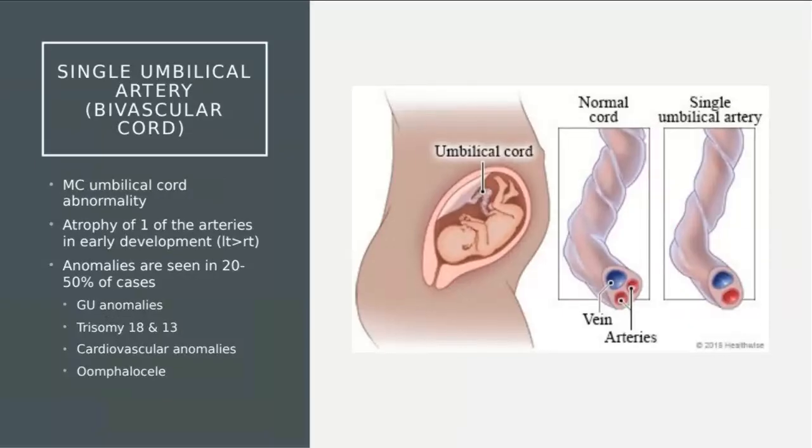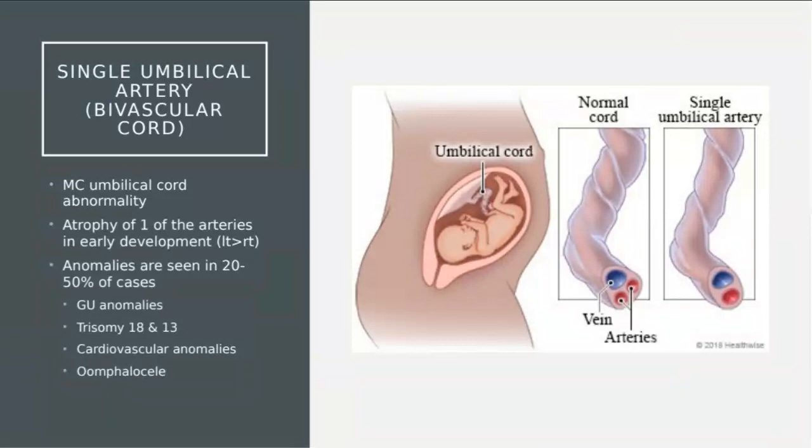Next, we have single umbilical artery. This is also known as a bivascular cord. This is the most common umbilical cord abnormality, and it is going to be associated with a high risk of anomalies. So a lot of genitourinary anomalies, trisomy 18 and 13, which we'll learn about, cardiovascular anomalies as well, because we don't have the normal arterial and vascular setup like we do with a normal baby, and then omphalocele. So that is going to be a sort of gestational gastrointestinal condition that we will learn about.